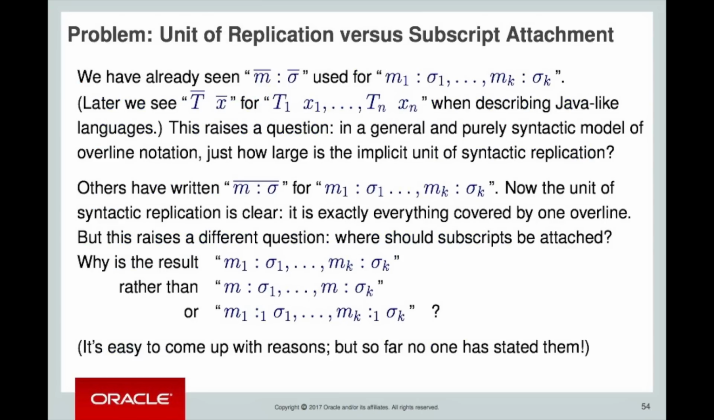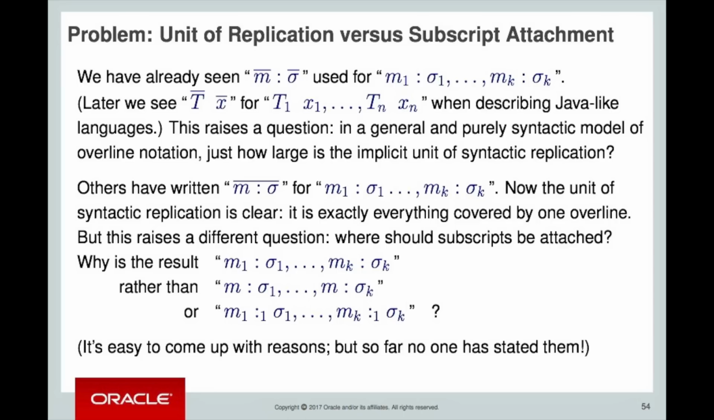And we're beginning to see problems. We have already seen m overline colon sigma overline being used to mean that the variable declaration is being replicated. And later we see things like t overline, a space, and x overline for a similar replication of Java style or C style variable declarations. So this raises a question. When we see this convention, just how big is this implicit unit of syntactic replication? You know, what is its scope?